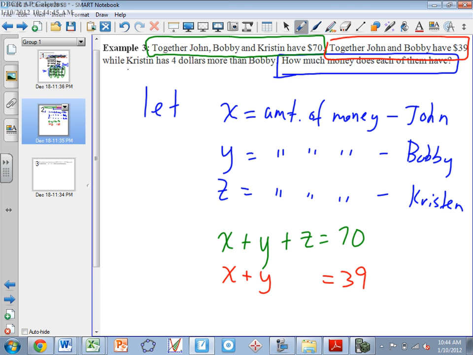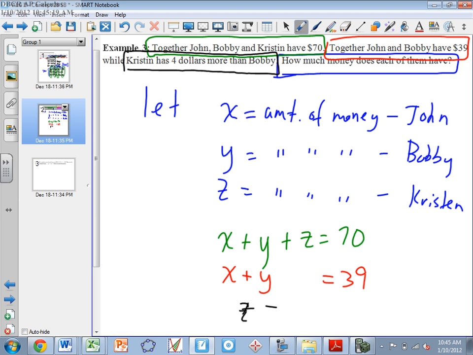Kristen has $4 more than Bobby. Right here. All right. So, Kristen is what variable? It is Z. Okay, so Kristen, Z plus 4, plus Y, equals. And here's the problem one. And I messed up. Hold on, wait. Yeah. She has more than Bobby. Okay, so Z plus 4 equals Y.